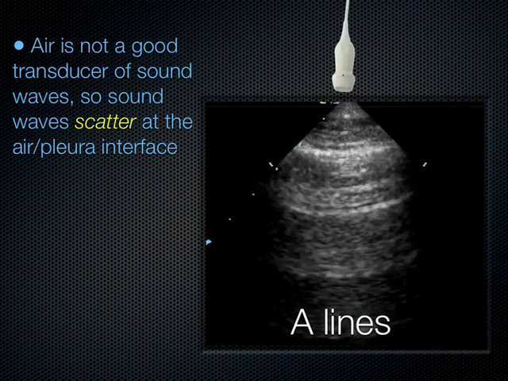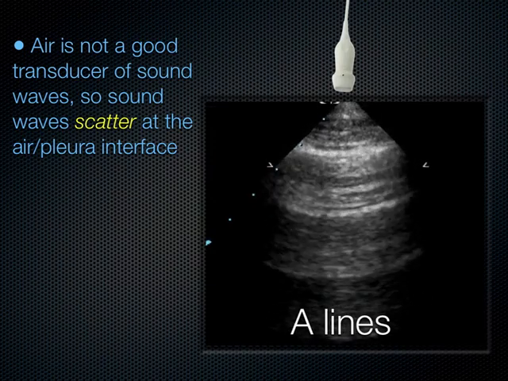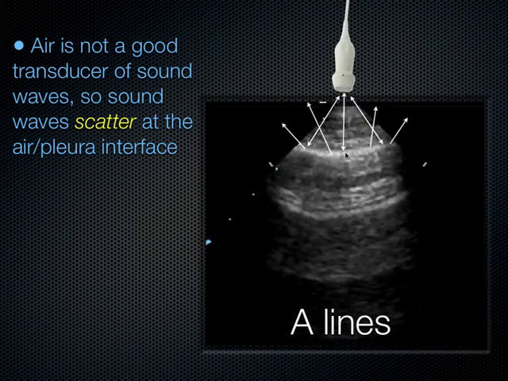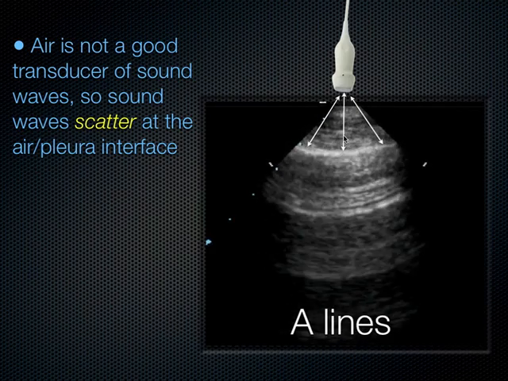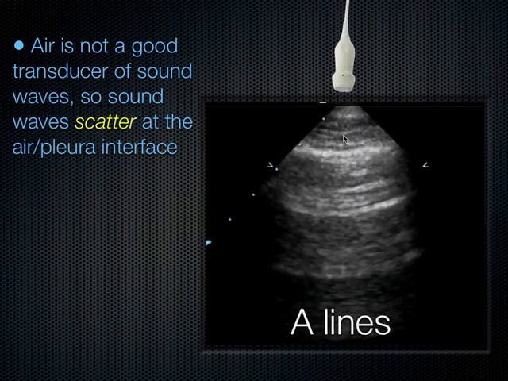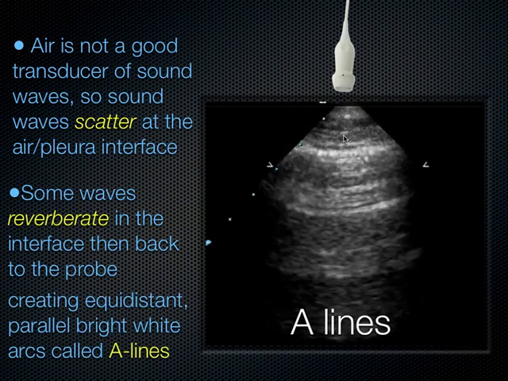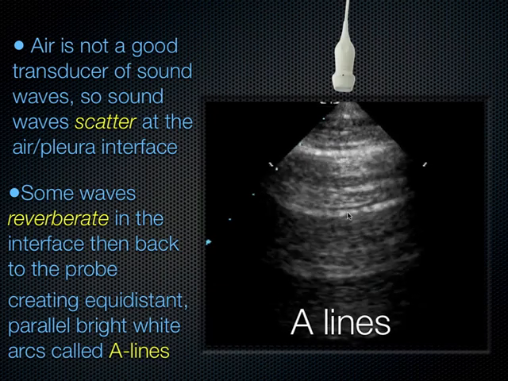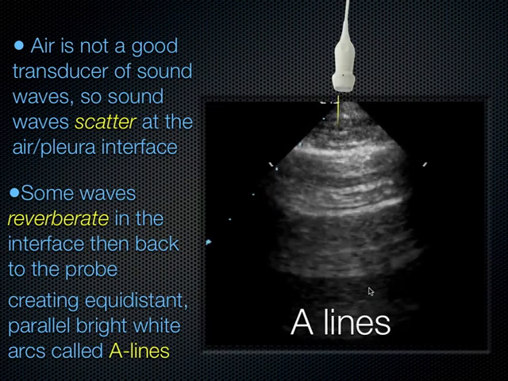And because we know that air is not a good transducer of sound, sound waves get scattered at the air-pleural interface. And that's what we're seeing there. The sound is coming in, it reflects off the pleura, comes back again, and then there's this repeating artifact that extends down at repeating intervals from the pleural line and into the body. That's because the sound waves are reverberating back and forth again, and we get these equidistant, parallel, bright lines coming down, or A-lines.